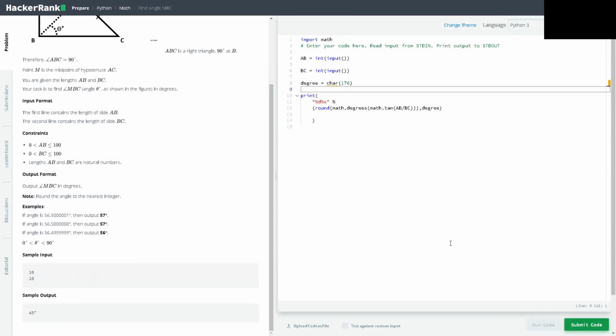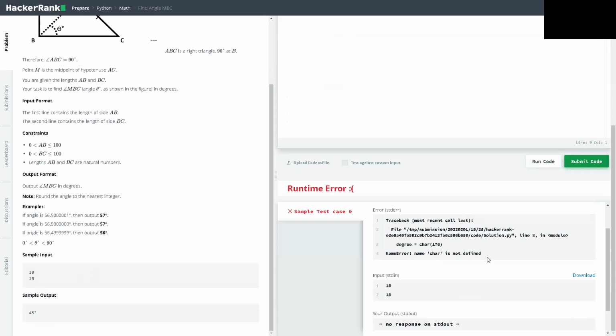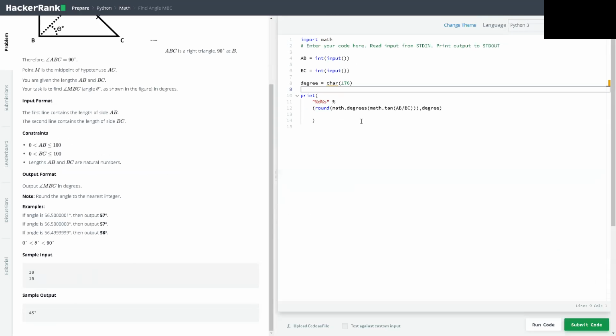Okay, so let's go and see if it's working correctly. Oh, char is not defined. Interesting. Okay, it's not char, it's chr. So in Python, it's very different. They use only the short form.